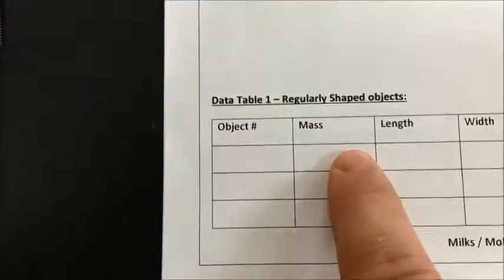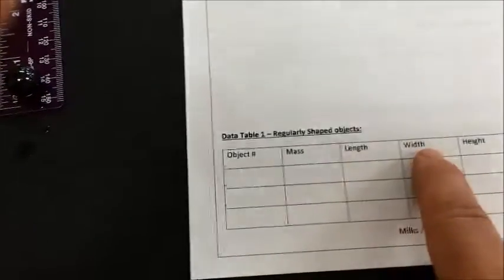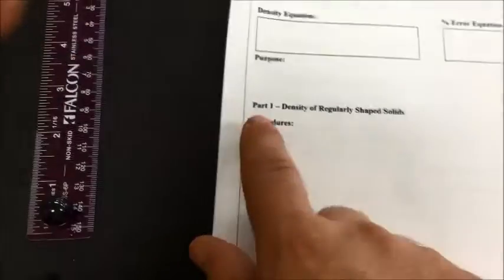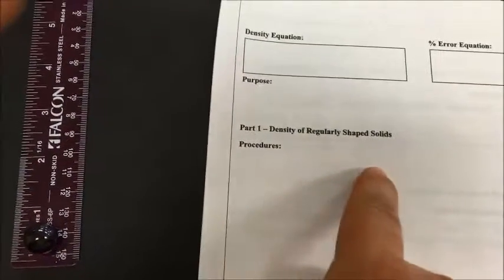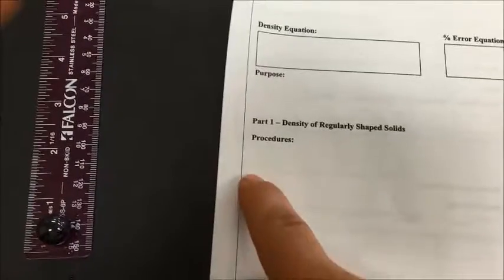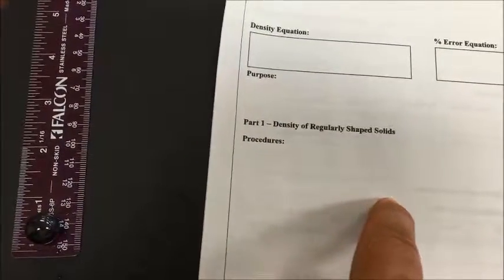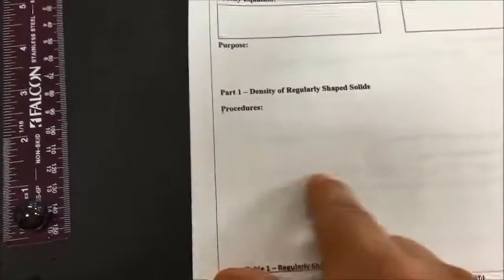To find the masses, as mentioned, you'll just put them on the scale. Then you have to do length, width, and height to figure out the volume, because remember, the volume is length times width times height. So for your procedures, 1, pick 3 objects. 2, mass the objects. 3, find their volume by length times width times height. 4, calculate the density with the equation.